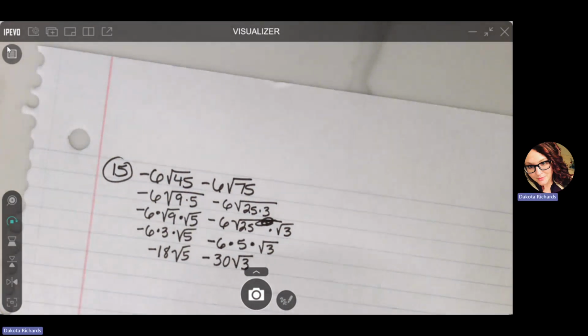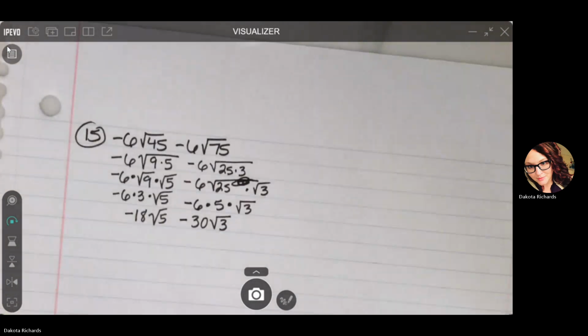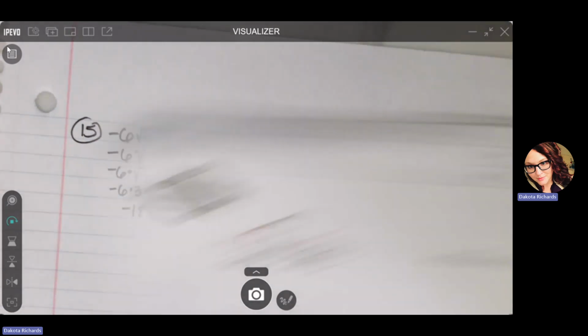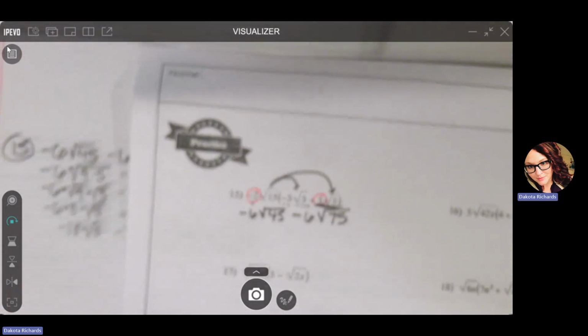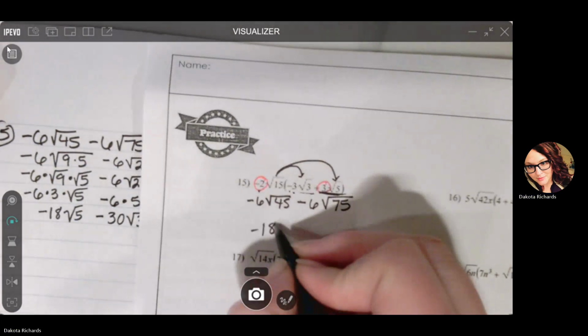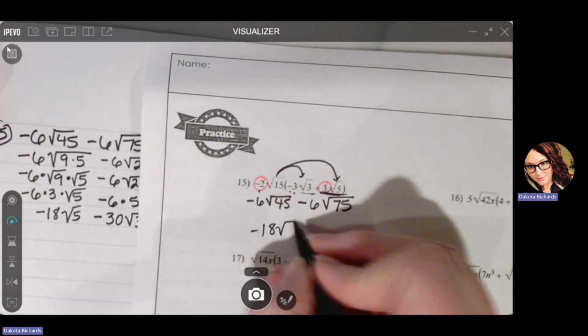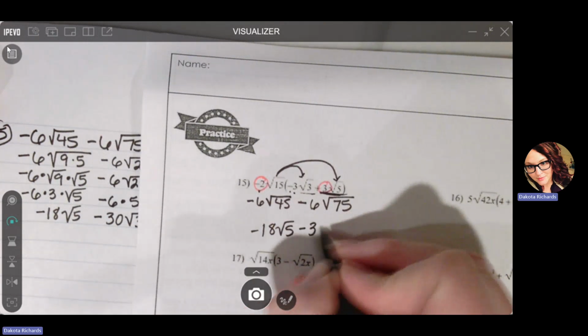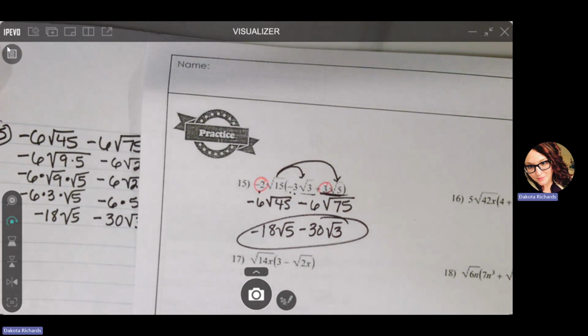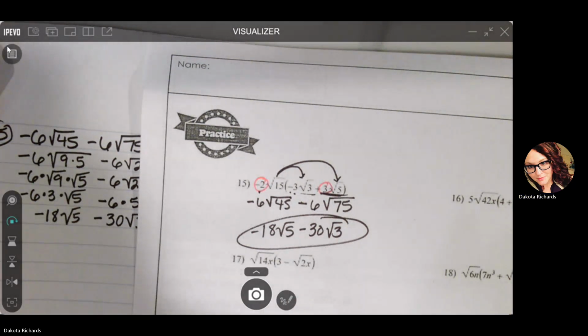But can we combine anything? The answer here would be no, because they don't match. So the final answer for this one, you should get what? -18 square root 5 minus 30 square root 3. Okay. That's how you do those, redistribute.